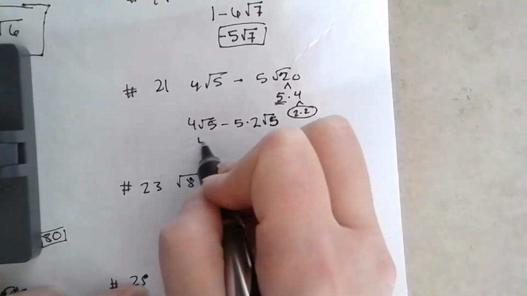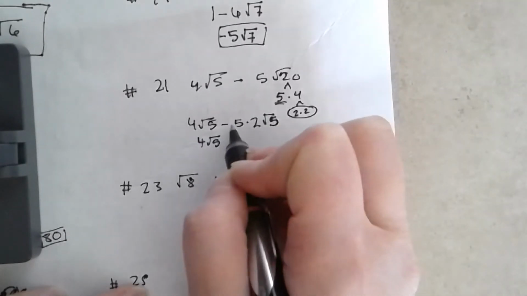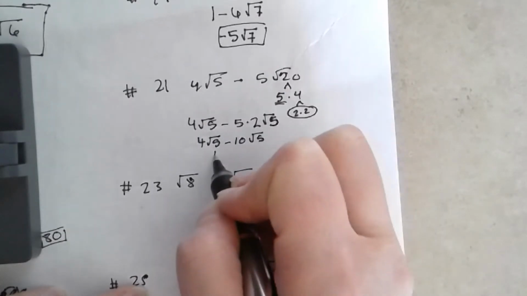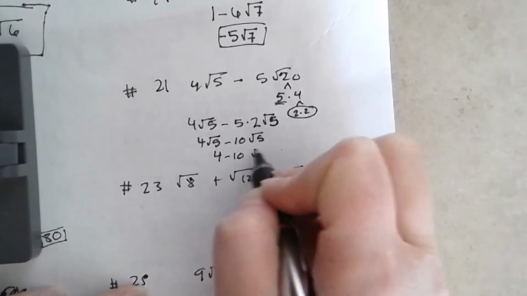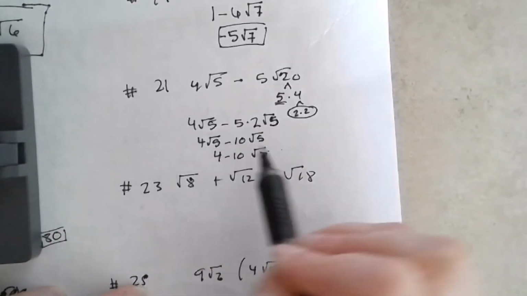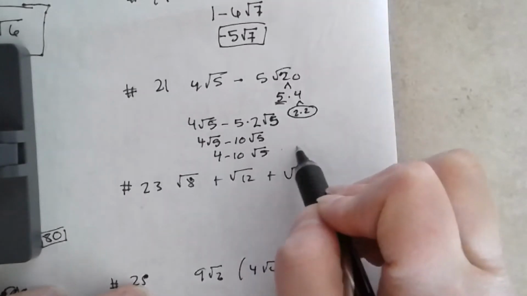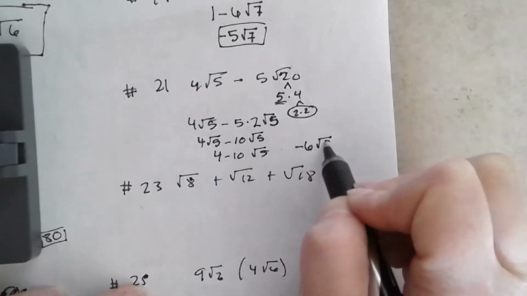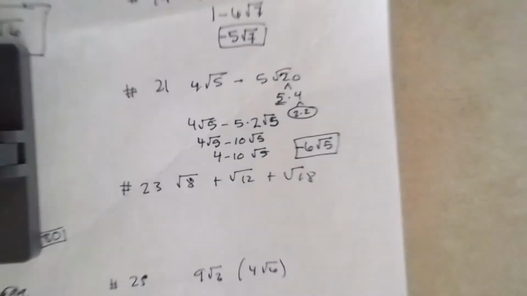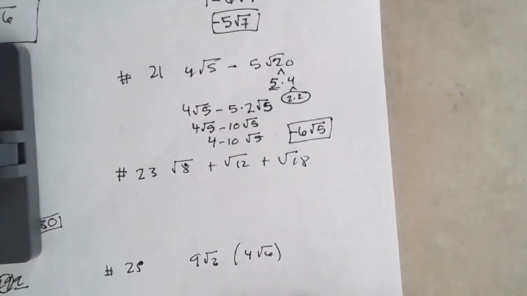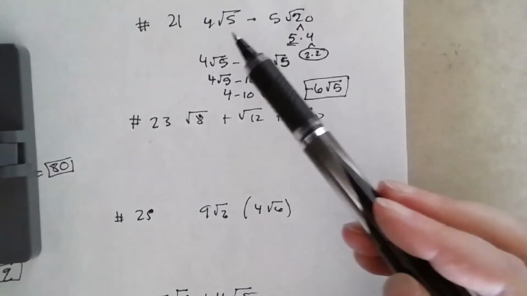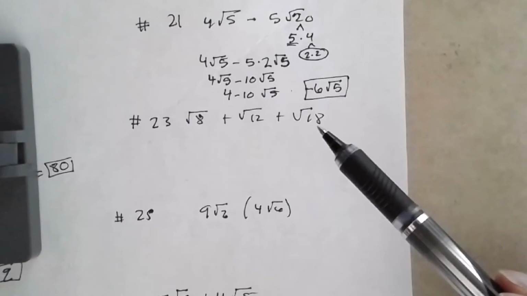So then I have 4 square root 5, negative 5 times 2 is negative 10 square root 5. So I have 4 minus 10 square root 5. I can now put this 4 minus 10 together because they're both square root 5s. So 4 minus 10 is negative 6 square root 5. Okay. 23 is the same idea as 21, except instead of doing it with 2, we have 3.